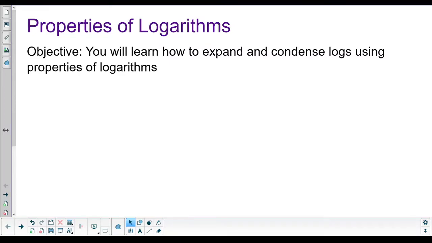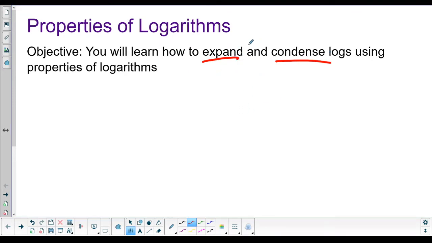And I know you're thinking, but Barton, I learned this last year. That's great. You're going to do it again. I can't wait to see how great you are at expanding and condensing logs. So those are the two things we're going to go over today. How to expand and condense logs.